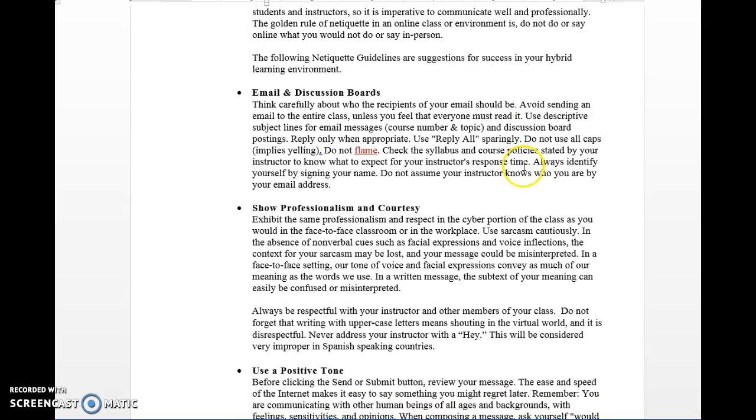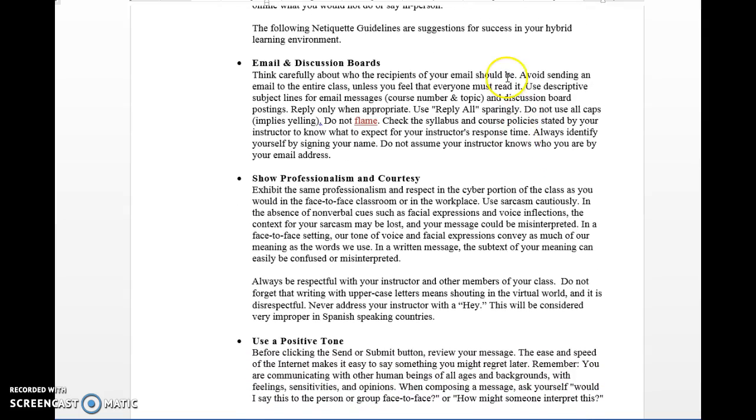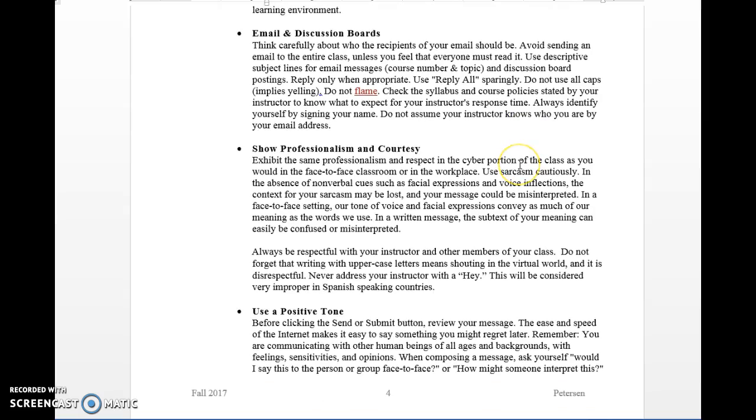Okay. Email and discussion boards. Okay, think carefully about who the recipients of your email should be. Okay, avoid sending an email to the entire class unless you feel that everyone must read it. Make sure you use descriptive subject headings. Okay? Do not flame. You can click on that link to find out more about flaming if you need to. And do not assume your instructor knows who you are by your email address.